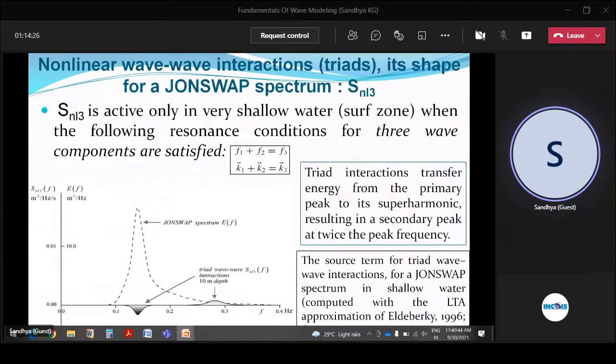Now there is another term which is called triads, which is not that important normally, but just for completeness, this is the shape of the triad interactions. This also happens due to a resonance condition, but here there are only three wave components. Triad interaction occurs only in very shallow water or the surf zone. The condition is F1 plus F2 equals F3, K1 plus K2 equals K3. This transfers energy from the primary peak to the super harmonic, about twice the peak frequency.